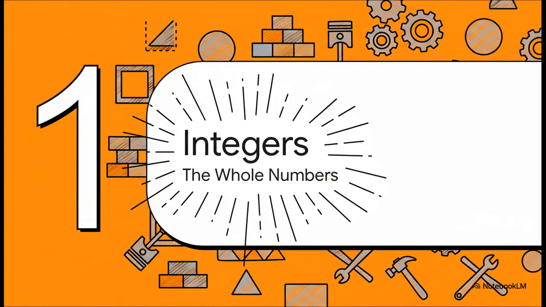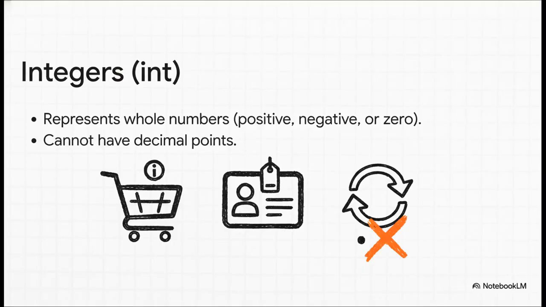Okay, let's dive in and get our hands dirty with the first and probably most common data type you'll ever use, integers. These are the absolute workhorses of the programming world. So, integers are your go-to for any kind of whole number. Positive, negative, zero, as long as there's no decimal point, you're good. You see them everywhere, counting items in a shopping cart, giving a user a unique ID, or just keeping track of how many times a loop has run.